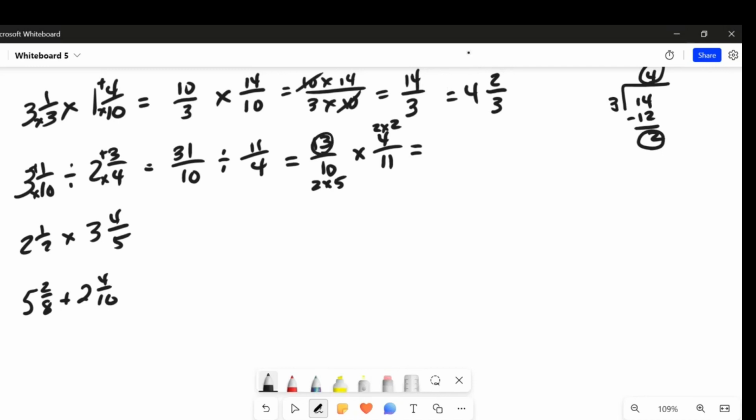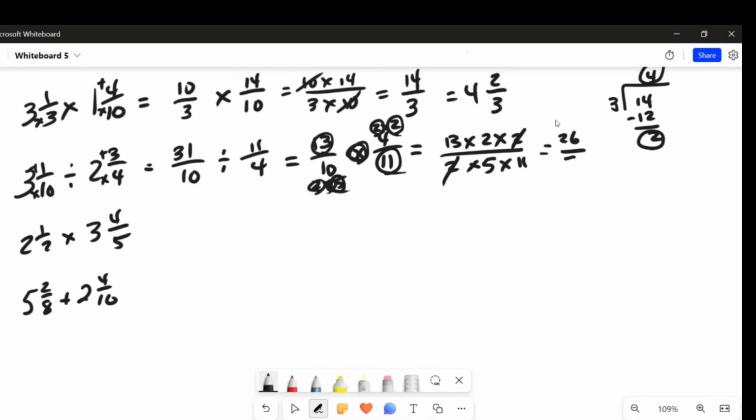So on the top, I have 13 times 2 times 2. And on the bottom, I have 2 times 5 times 11. One of the 2's up here divides out with one of the 2's here. 13 times 2 is 26. 5 times 11 is 55.